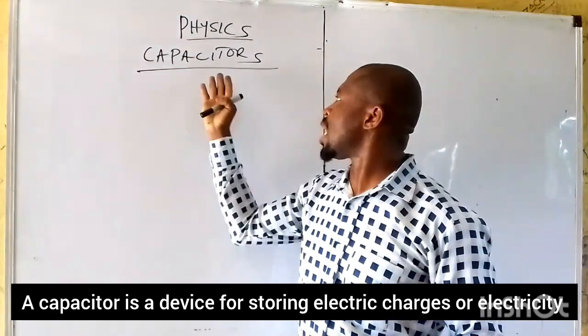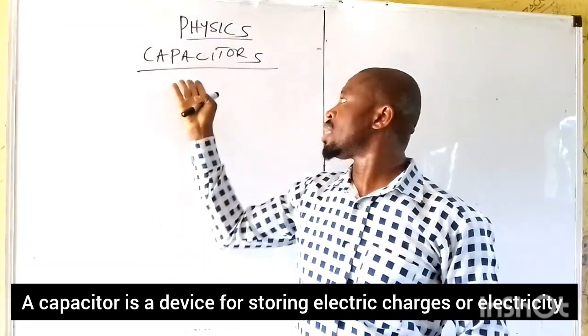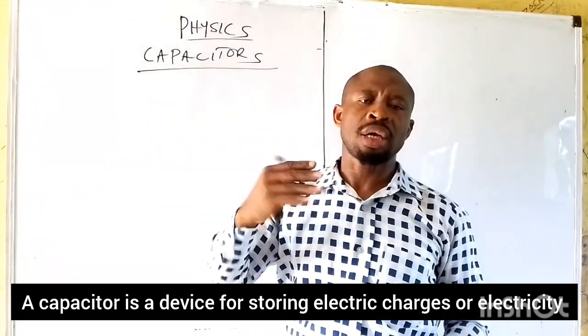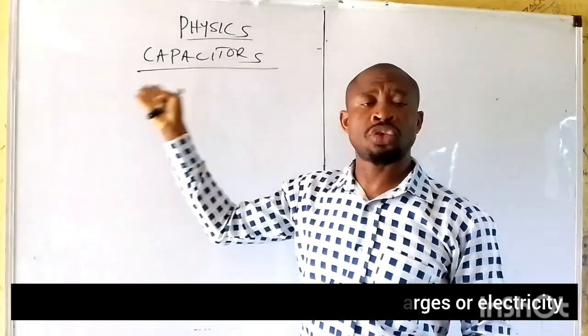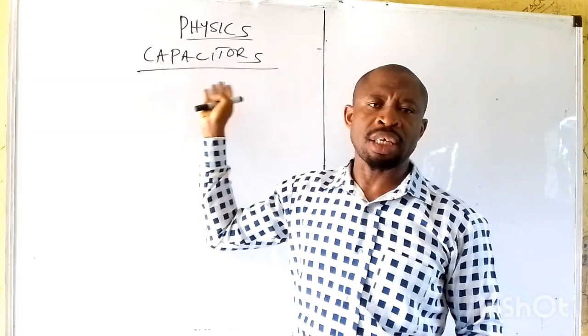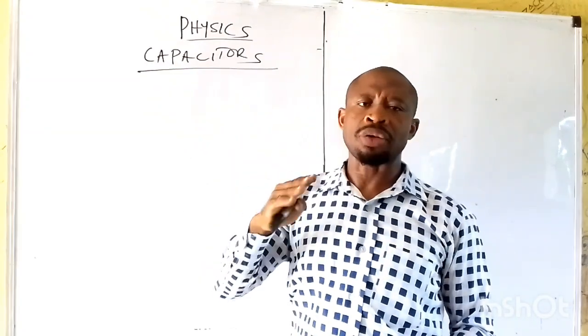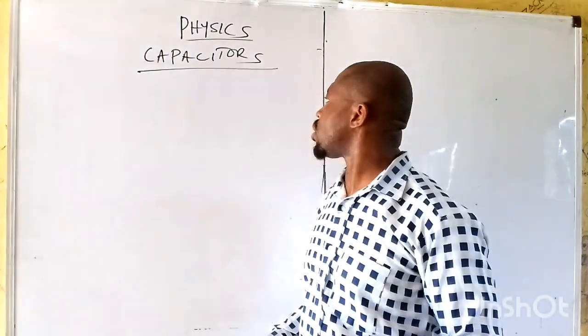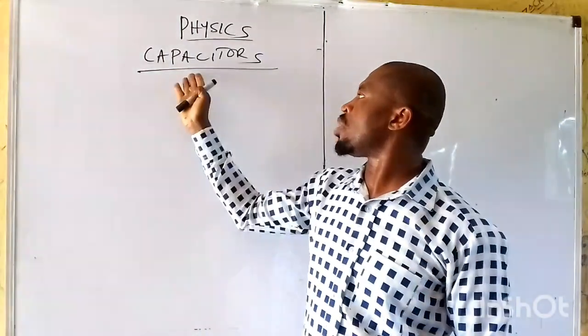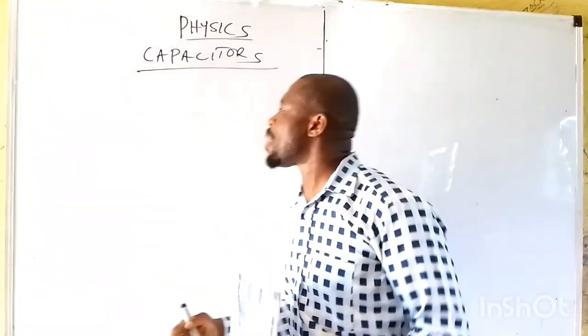Now, of course, it is in direct current that capacitors store charge. But in alternating current, capacitors do not store charges in an AC circuit. In an AC circuit, they oppose charges or the flow of current. Now, let us see this capacitor.